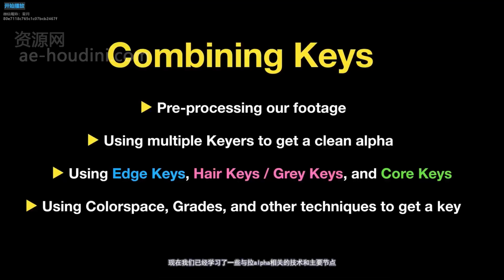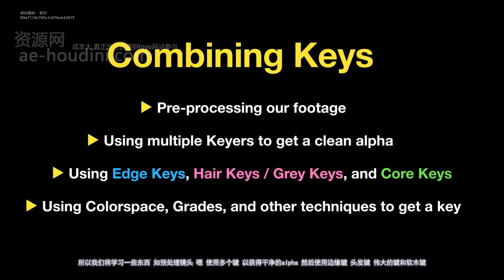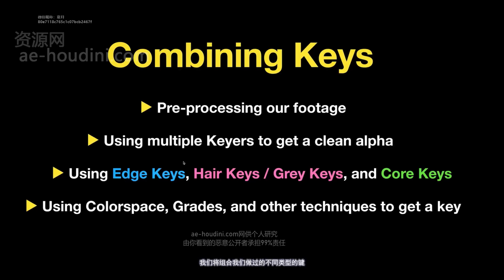So now that we've learned a couple of the keying techniques and the main nodes associated with pulling alphas, we're going to learn about combining keys. So we'll learn a couple things such as pre-processing footage, using multiple keyers to get a clean alpha, and then using edge keyers, hair keyers, gray keyers, and core keys. So we're just going to combine the different types of keys that we did.